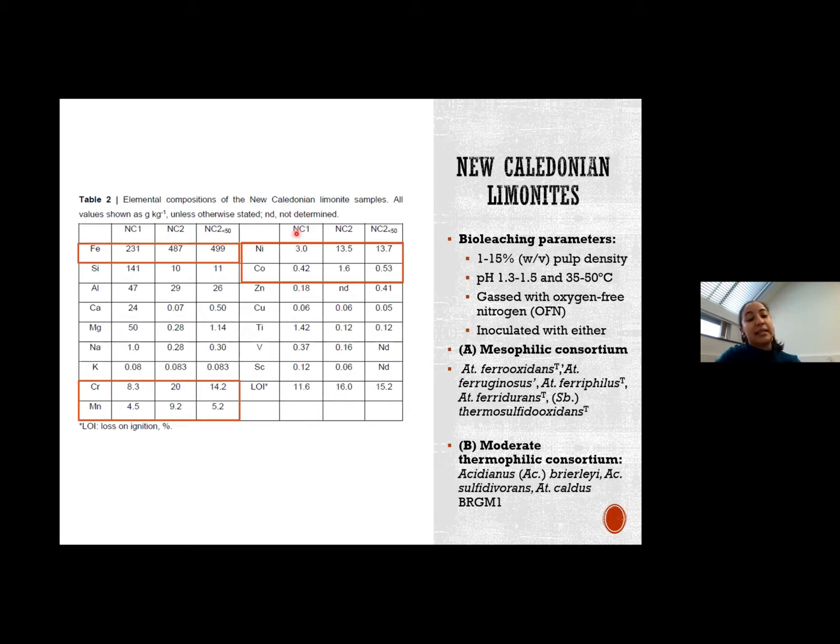All of these limonites, including the Greek ones, were all screened first, in the preliminary bioleaching experiment. They were all carried out the same way, using oxygen-free nitrogen with slight changes in pH, and the pulp density ranged from 1 to 15%. They were inoculated either with a mesophilic consortium containing acidithiobacilli, or a moderate thermophilic consortium including Acidithiobacillus caldus and Acidianus rarelii and sulfidivorans.